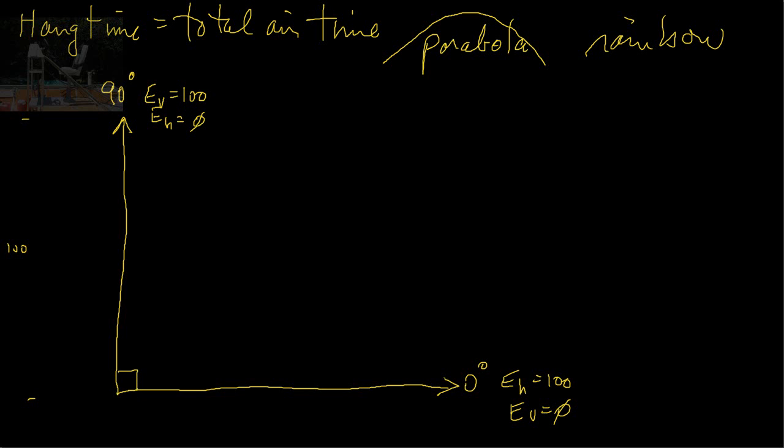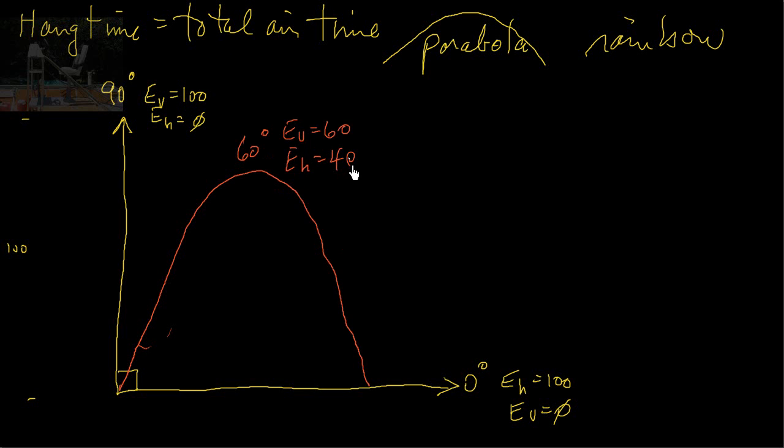So for our first vector, let's start with a high angle kick of 60 degrees. It would be roughly like so. This would follow a curve, a parabola, that would look something like this. We could label this curve as 60 degrees, and it would have energy in the vertical direction of 60 units and energy in the horizontal direction of 40 units.